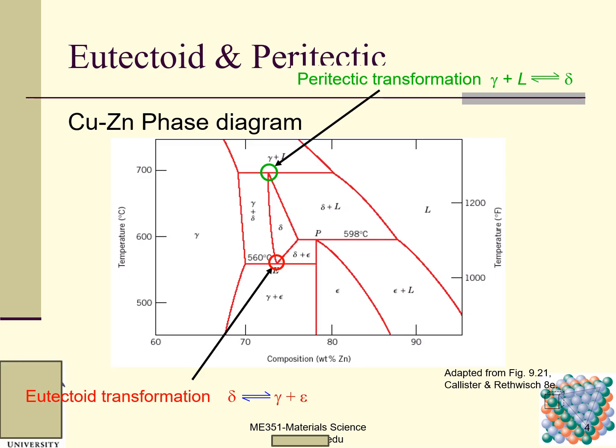So be very, very careful in our upcoming quiz or exam. I might give you this phase diagram, and then I will ask you to label which point is peritectic, which point is eutectoid. And you should be able to tell me and then tell me why. Right? Any questions so far regarding this slide?